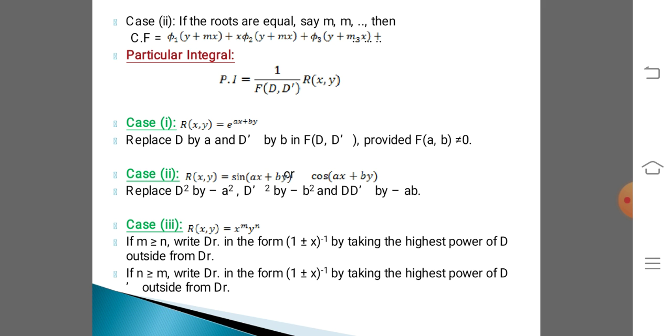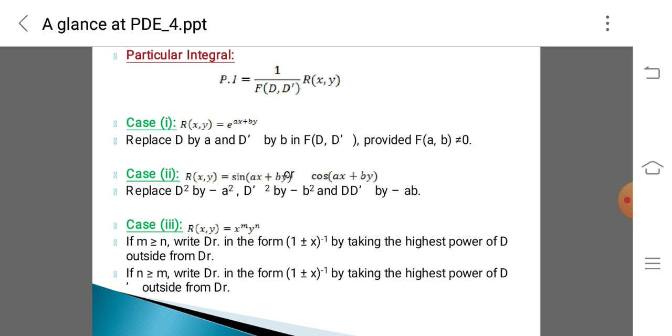First let us see PI for e^(ax+by), that is case 1. If R(x,y) = e^(ax+by), to find the particular integral, we have to replace D by a and D' by b in f(D, D'). Okay, so here a and b are the coefficients of x and y in e^(ax+by). We have to simply put D = a and D' = b.